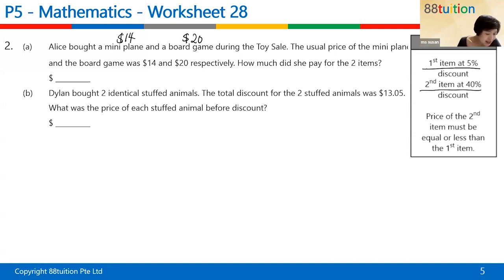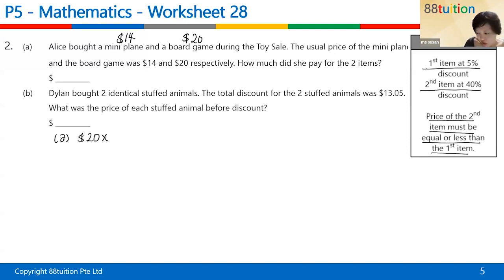Now, you must understand that for the first item with 5% discount, usually they will use the one that is a higher price, because the second item must be less than the first item. So usually when they give a discount, they always take the higher value to give you the discount.